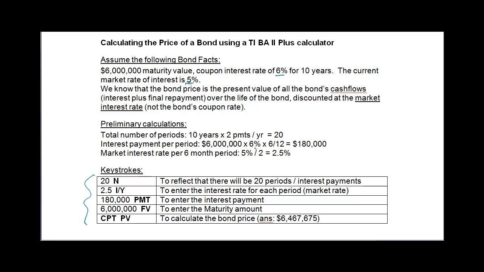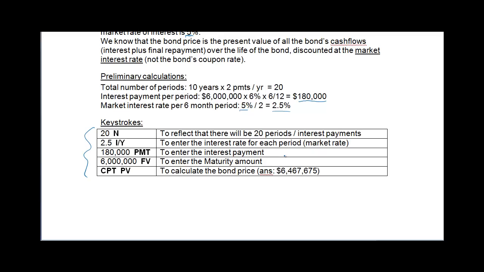So that's what the bond pays, 6%, times 6 months over 12, so for half a year. Twice a year, the bond is going to pay $180,000. And the market rate for half a year is the 5% annual rate divided by 2, or 2.5%. So inside your calculator, you can use the following keystrokes: 20, and then you hit N, the number of periods, then 2.5, and then push I/Y, the interest rate per period. And this is now the market rate. I just want to emphasize that. This is very important. We're talking about the market rate for that particular one.